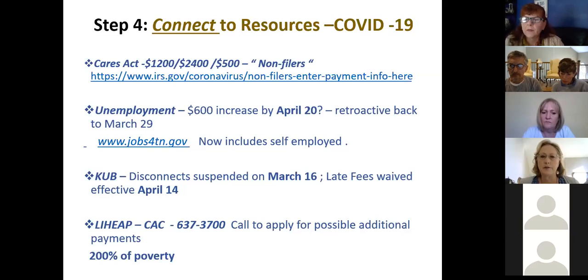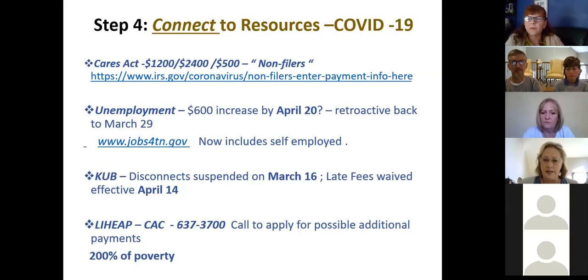The disconnects were suspended on March 16th. That doesn't mean the bills aren't piling up, and it doesn't mean that you shouldn't help at all. Because sometimes if the bill is pretty high and they're not eligible for unemployment, that seems to be the key here. If they're getting their $600 a week, they can pay for everything. But if they're not, you might consider helping some as well.